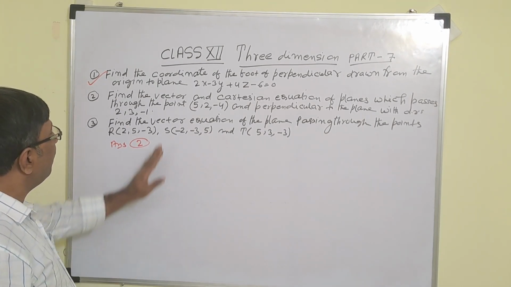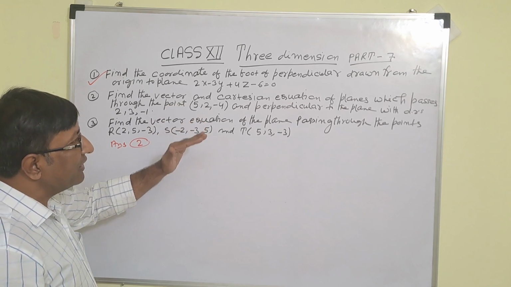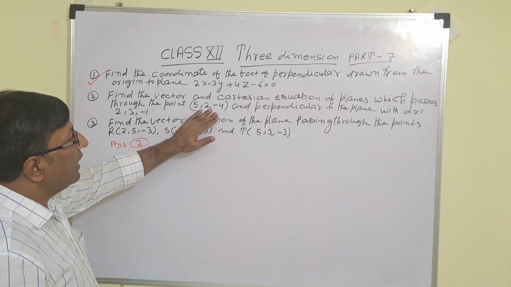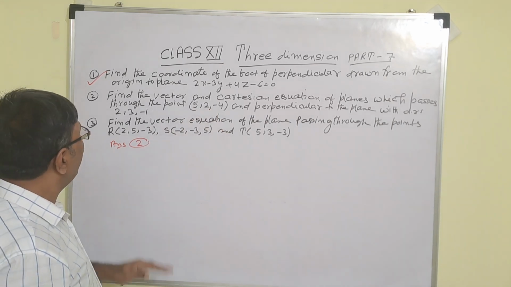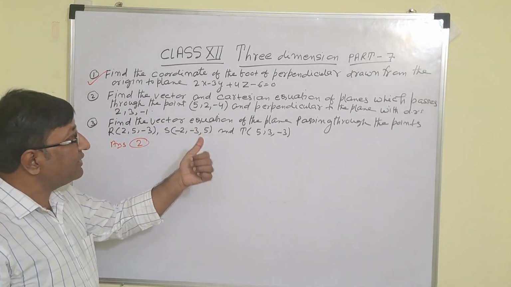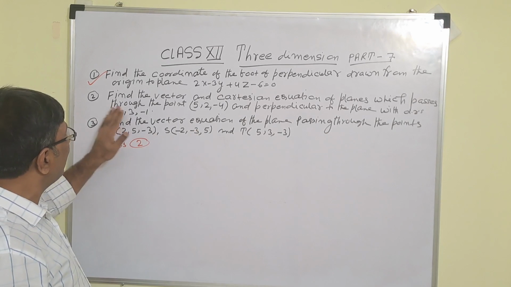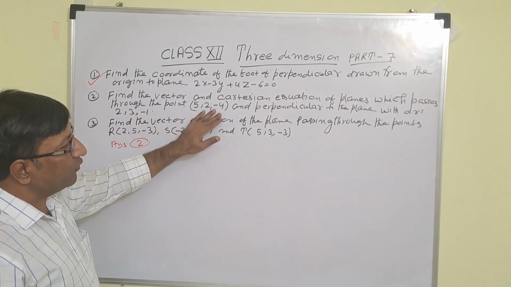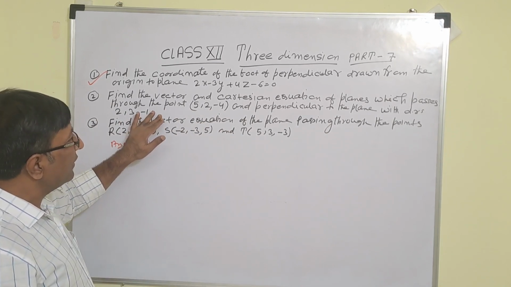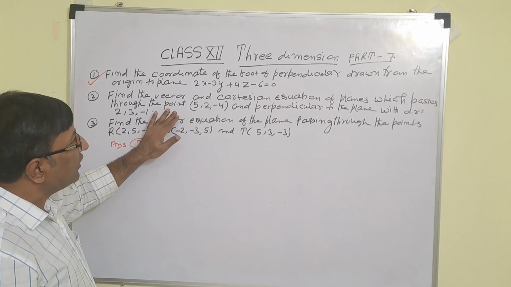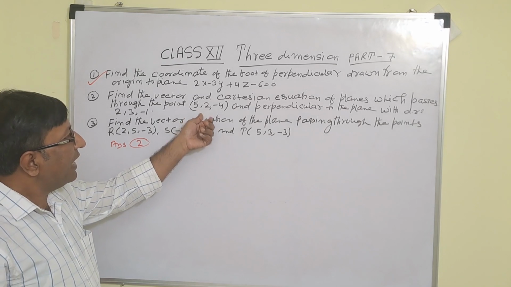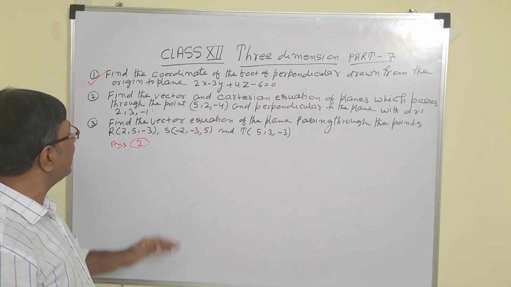What is our question number 2? Find the vector and Cartesian equation of the plane which passes through the point (5, 2, -4) and is perpendicular to the plane with direction ratios. Okay, so first you think: what is the vector equation of a plane passing through a given point and perpendicular to the plane with the given direction ratios?